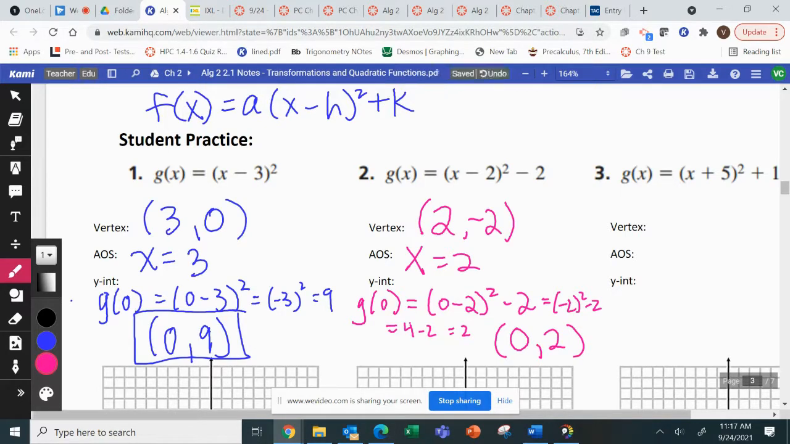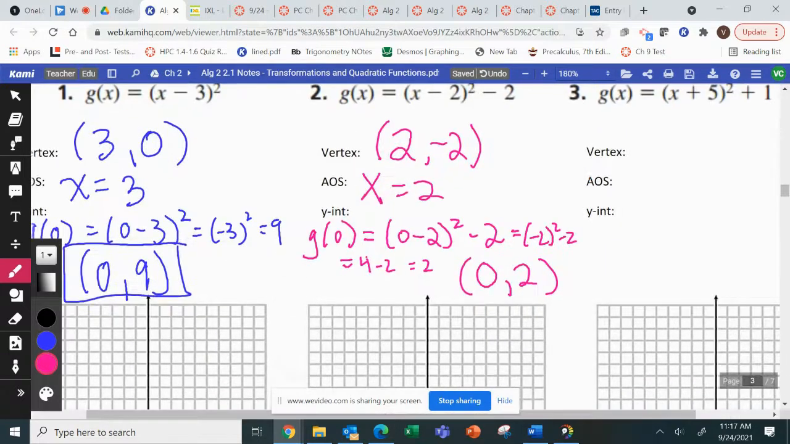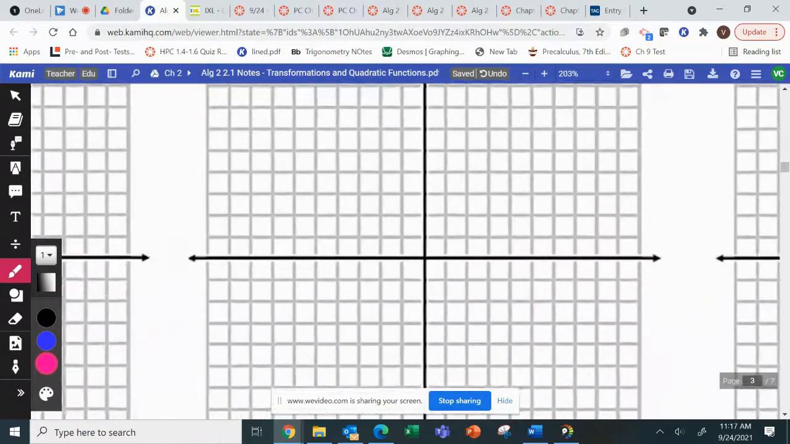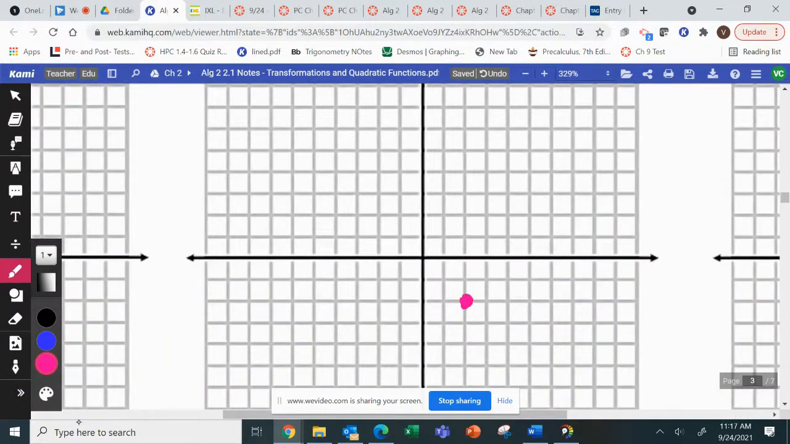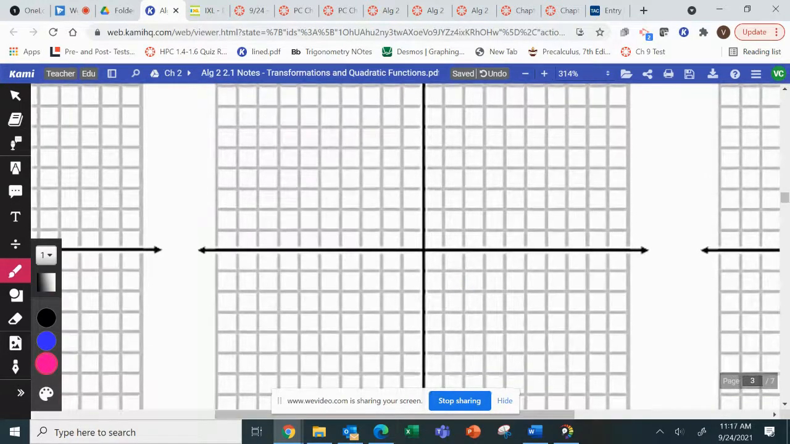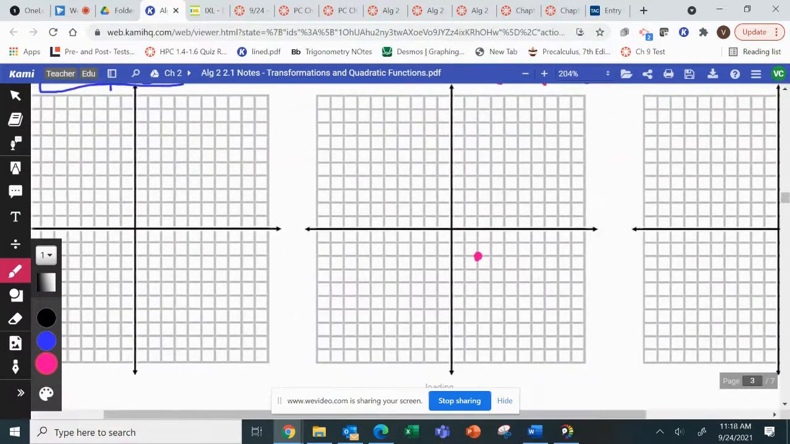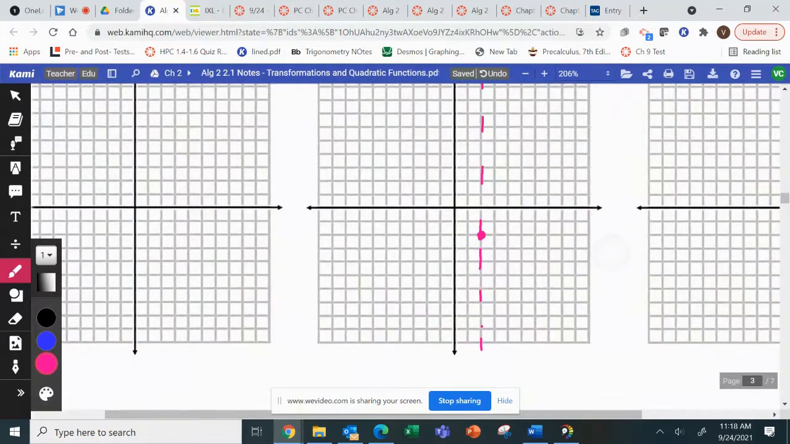I'm going to use this one to graph because I want to show you. On the last one, we just picked points to plug in to find more points. I want to show you a different way of doing this one that I usually use a lot. So vertex 2, negative 2. So that's my vertex. My axis of symmetry is a vertical line that passes through that. There's my axis of symmetry. I already know my y-intercept is at 0, 2. So that means I can find my y mirror point.